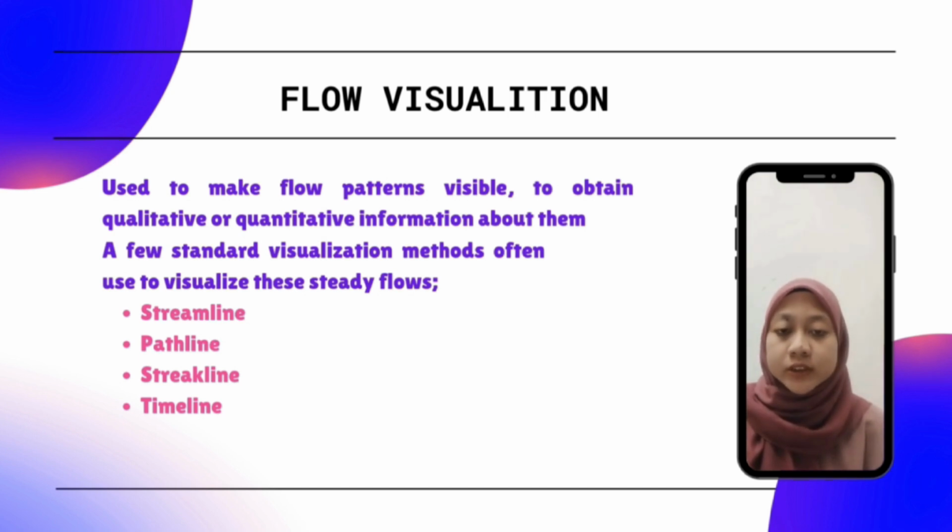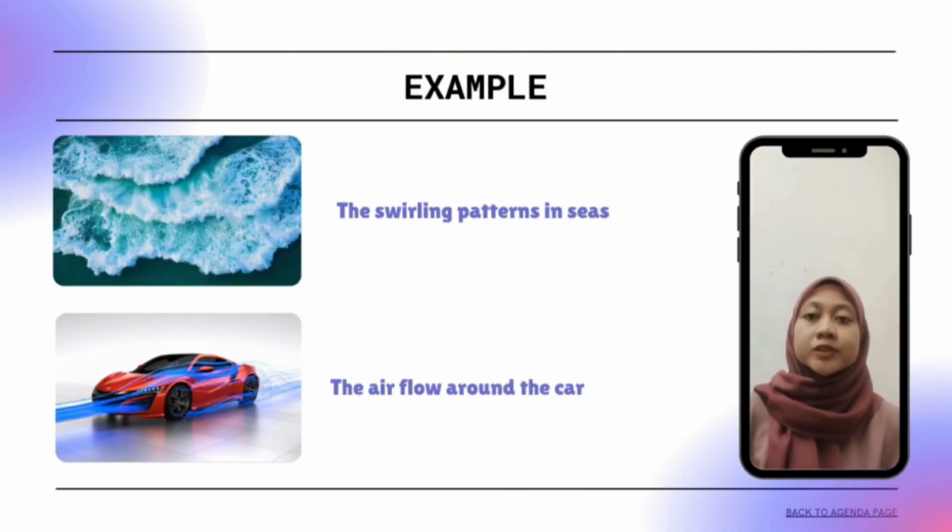So, flow visualization is used to make patterns visible to obtain qualitative and quantitative information from them. These are a few methods often used to visualize flow: streamlines, pathlines, streaklines, and timelines. For example, swirling patterns in the sea and the airflow around a car. This allows for the interpretation of the mechanical and physical processes involved in the flow, or the quantitative information, for properties that can be measured, such as velocity and density.